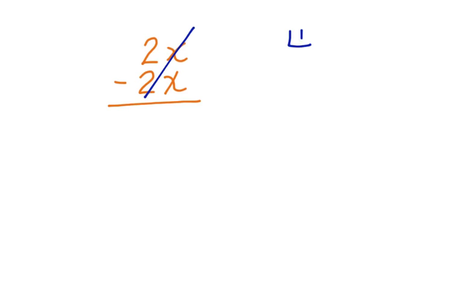I could also have it with a y coefficient. I could have 4y and a negative 4y. These would also easily cancel, making my work in solving for the other variable easier. Now let's look at a linear system and look at how we can create additive inverse coefficients by using multiplication.